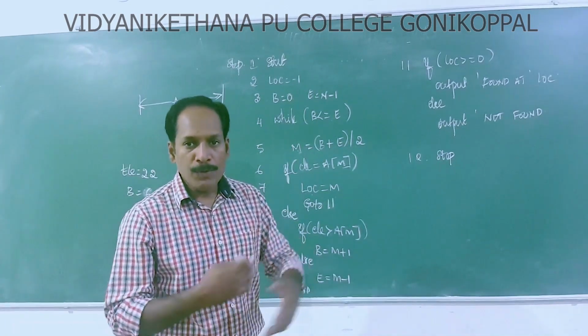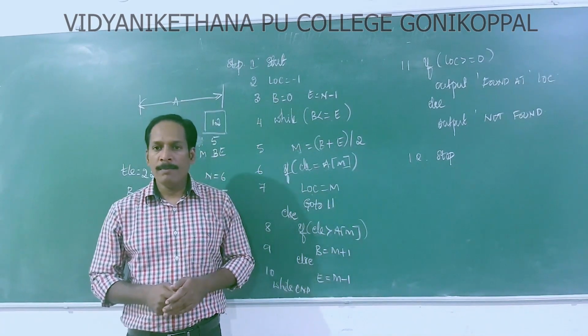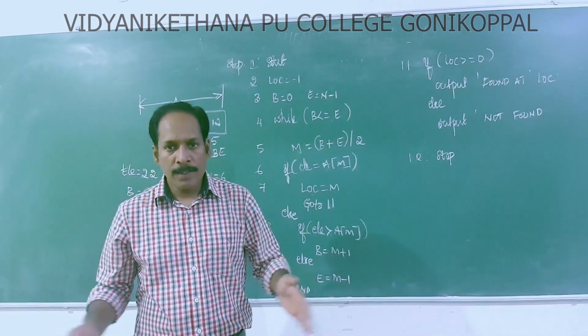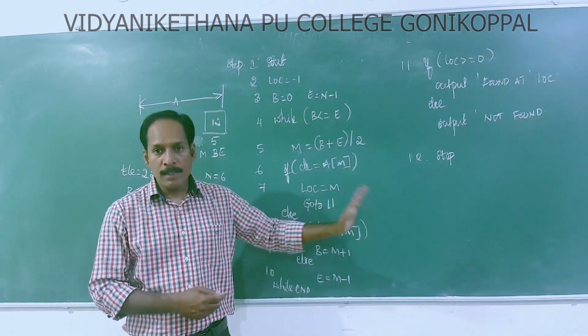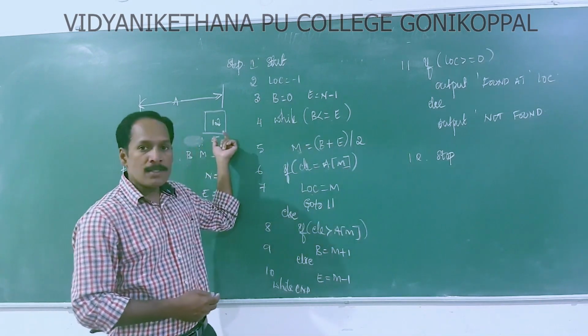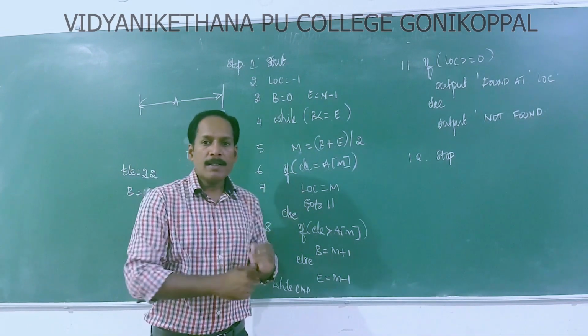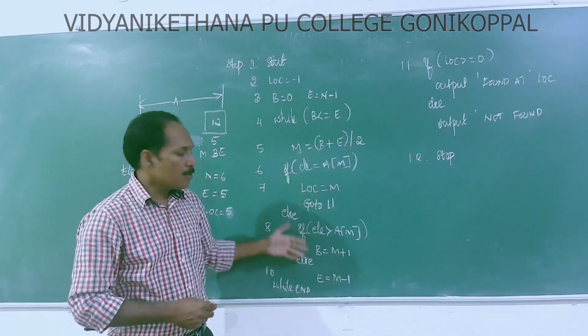So how long should we repeat this process of finding the middle element and comparing with the middle element? This has to be repeated as long as the range of numbers exists, that is, B less than or equal to E. Equal means there exists one element, the last element, where both are pointing to the same element. So after this, when B crosses E, there exist no more elements. That is where we quit this process of searching.